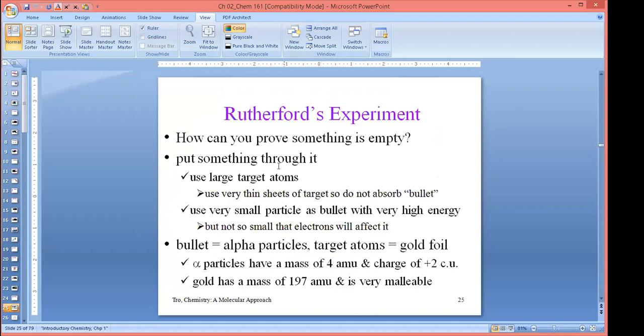All right, so they know there's electrons and they're getting the mass of hydrogen, but they're really still not certain on what the atom looks like. So Rutherford's famous experiment was trying to figure out the orientation of it. What does it look like? How do you prove something's empty? Well, you can shoot something through it.